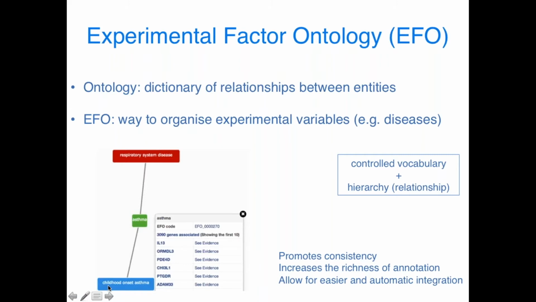So there are several advantages of relying on an ontology. So it allows us to achieve consistency, and it also increases the richness of the annotation, and it allows for easier and automatic integration, which is everything that the Open Targets platform is about. And in terms of consistency, you can think the same disease can be spelled differently. For example, if we are looking at the US spelling or the British spelling, so that can create inconsistencies. And by having an ontology, we overcome some of those problems there.